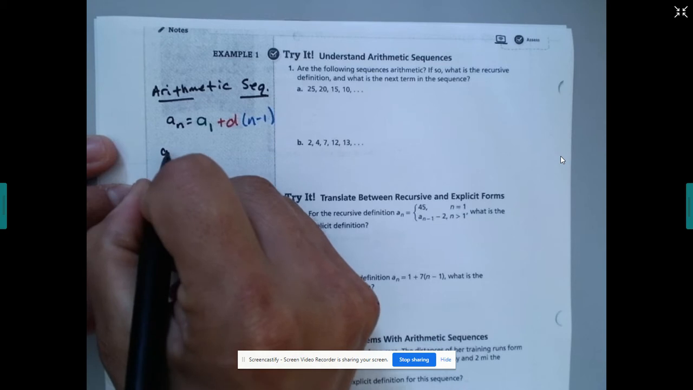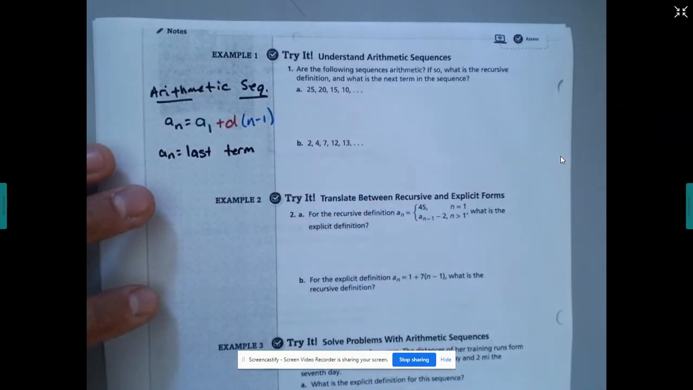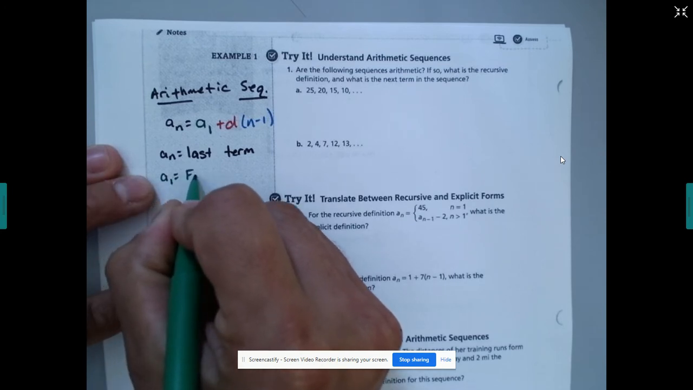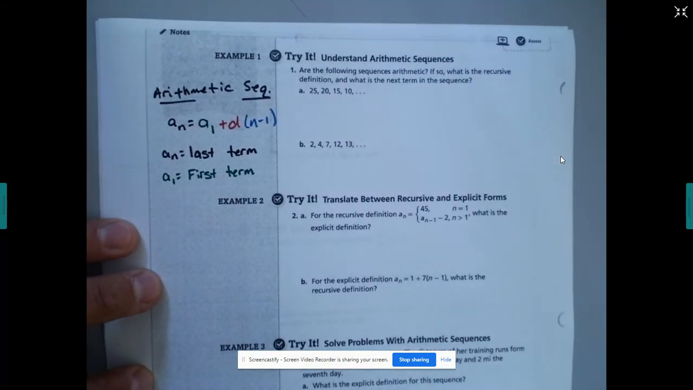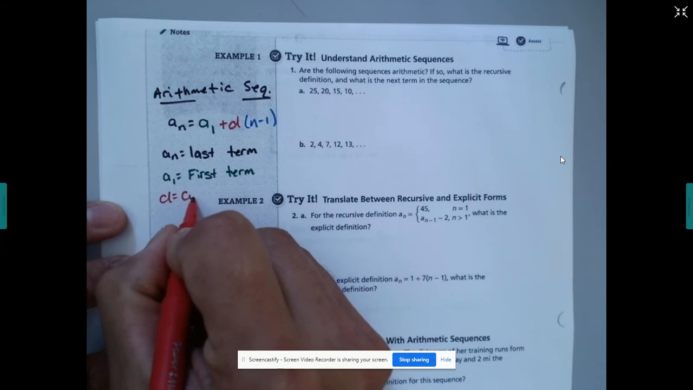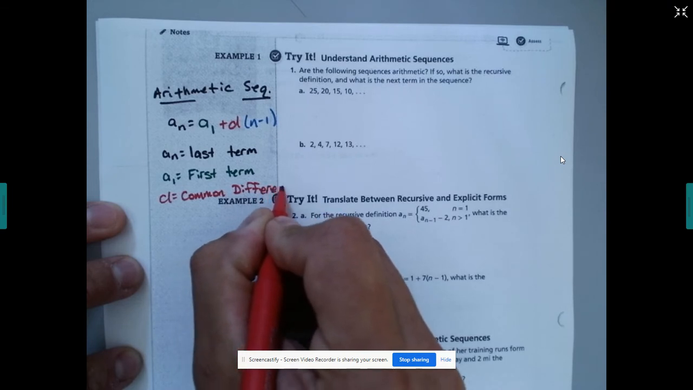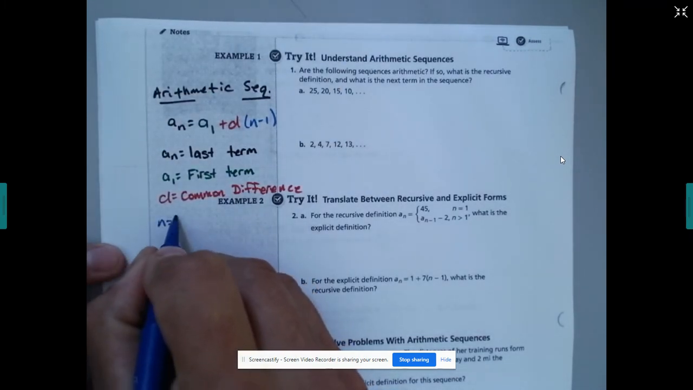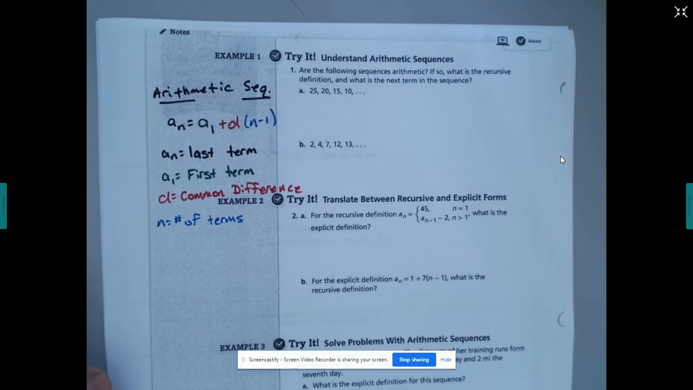A_n is what we call the last term. That's usually what we're finding. A_1, 1 meaning first, is the first term. d is what we call the common difference. Common meaning it's the same every single time. It'll never change. So you're always adding 5, you're always adding 7, whatever it might be. And the last one is n. n is the number of terms. So that's what all of those things represent.